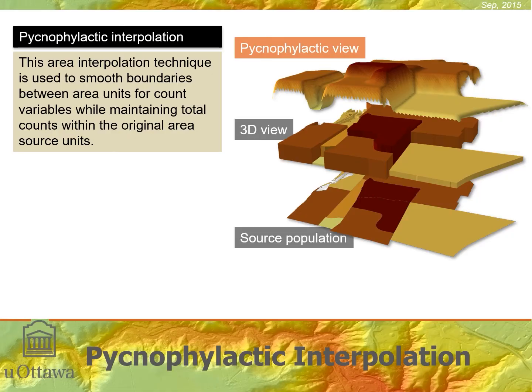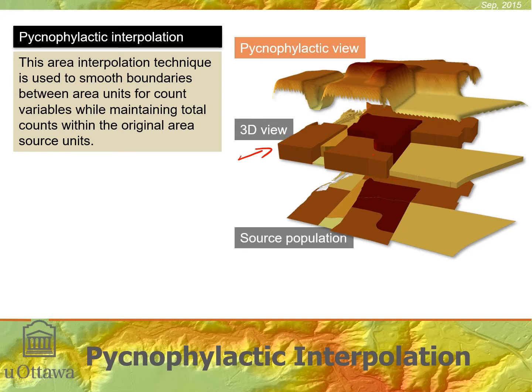Finally, we have a technique called pycnophylactic interpolation. We won't do any of this, but I'm just showing you what it would look like. Pycnophylactic interpolation basically takes the strong boundaries between administrative units and their values, and you can see that in the 3D view right here in the middle case. So you see these strong, basically cliffs, very abrupt changes in value, because there might be 10 people here, 9 here, and 4 here. And because of that, you have these very abrupt changes at the boundaries.